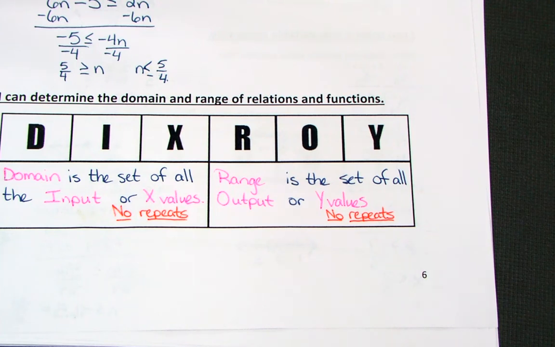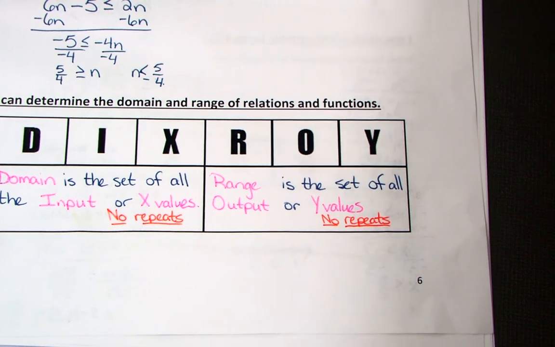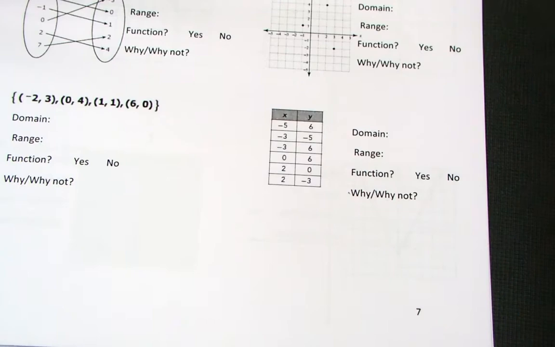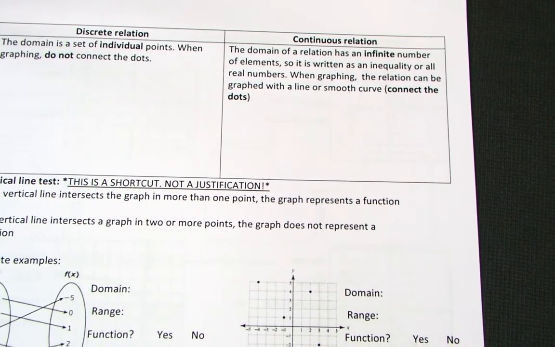So when we go to take a look at our next page here, or our example problems, we also need to be able to differentiate between having a discrete relation and a continuous relation, because that affects what our domain and our range is.